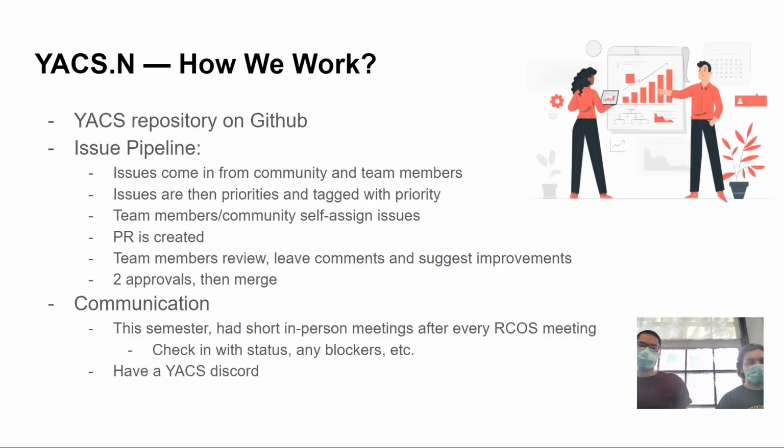So how are we organized? We have our Yax repository on GitHub. Each member clones the repository. And then we have our issue pipeline, where issues come in from the community. They're assigned with priorities, and each member can choose an issue to work on. Once they finish their issue, they can make a pull request where it's reviewed by 2 other people. And once 2 other people have reviewed it, that pull request is merged.